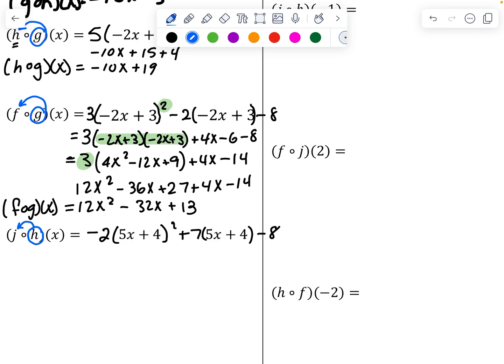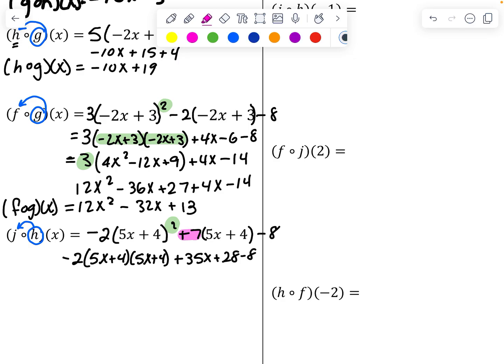So then I do the math. The first thing I need to do is get rid of the second power. At the same time, I can also distribute the positive 7. So if I do that, I have negative 2, parentheses, 5x plus 4, 5x plus 4, that's what the second power means, plus 35x, plus 28, minus 8.